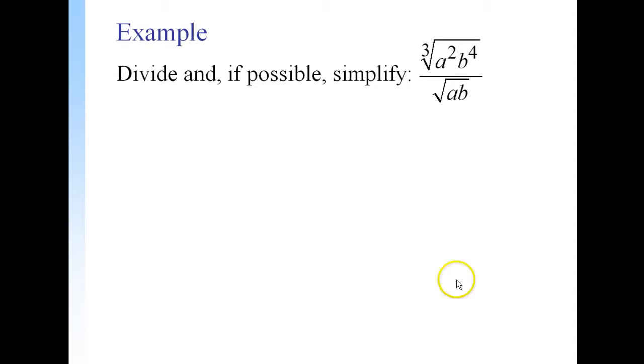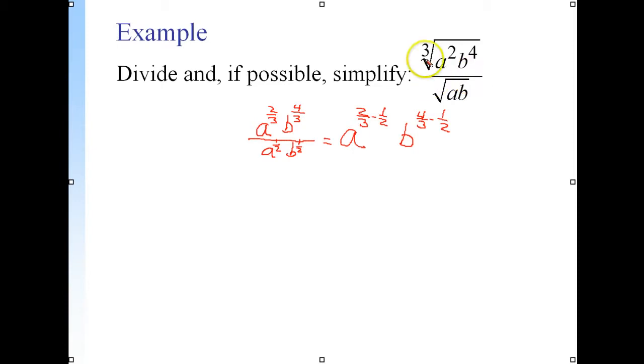Now we're going to do some division. Let me set this up. So just converting this into its fractional form, this becomes a to the 2/3, b to the 4/3 over a to 1/2, b to 1/2. I'm then going to bring this up and subtract it from that, bring that up and subtract it from that. But in order to do subtracting, I need to have common denominators.